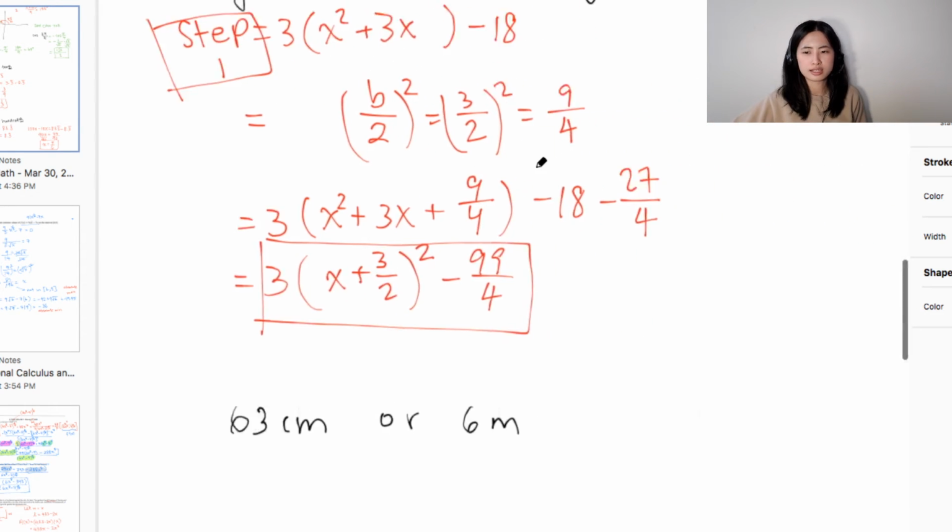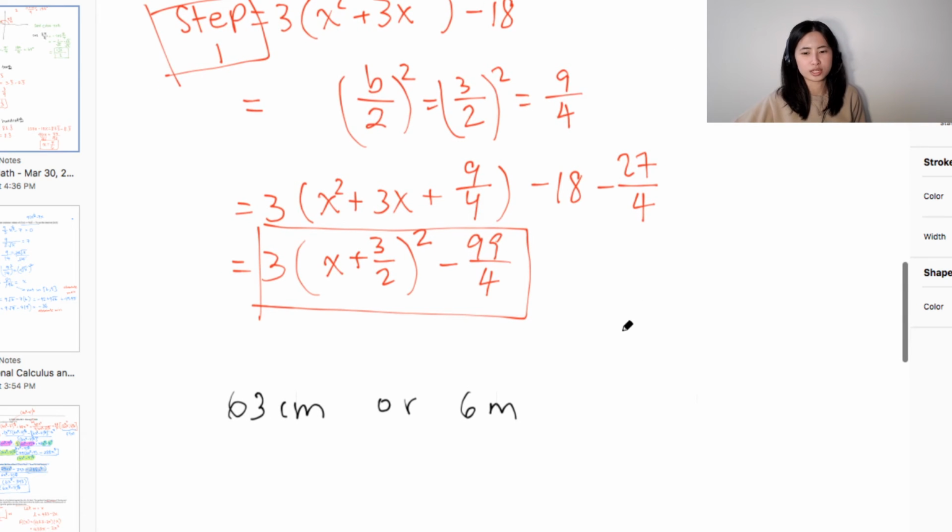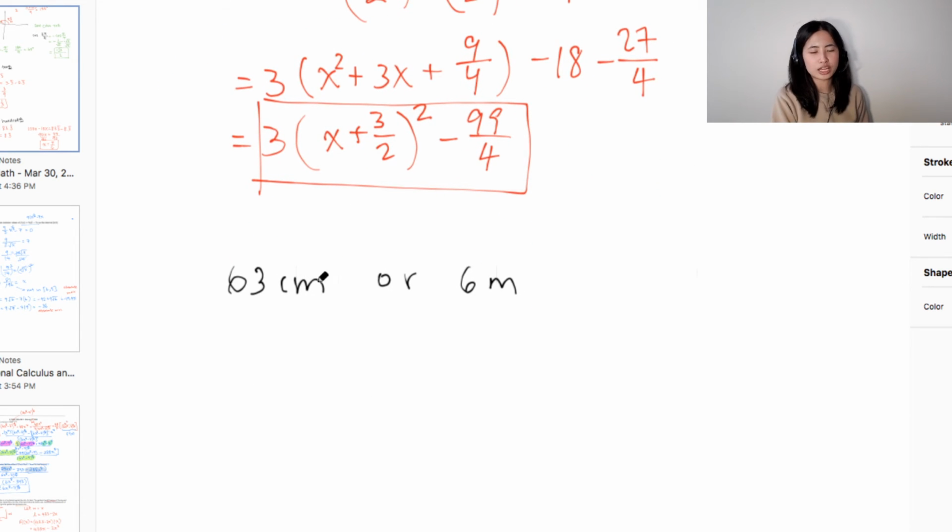Sorry guys, this copy and pasting has been so sensitive with my pen. Okay, great. So this is 63 centimeters or 6 meters.